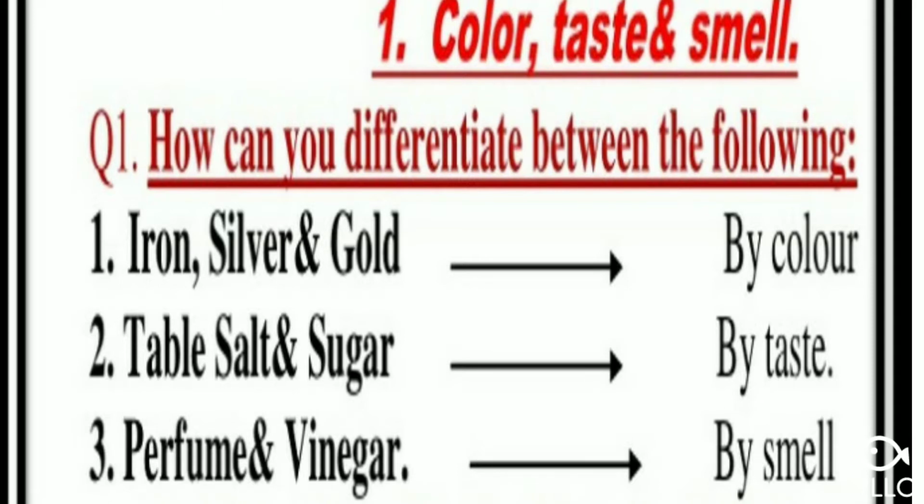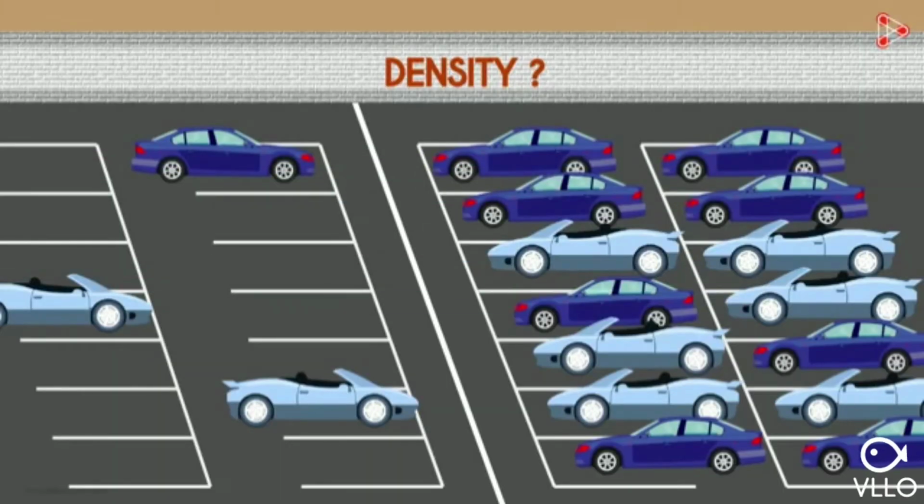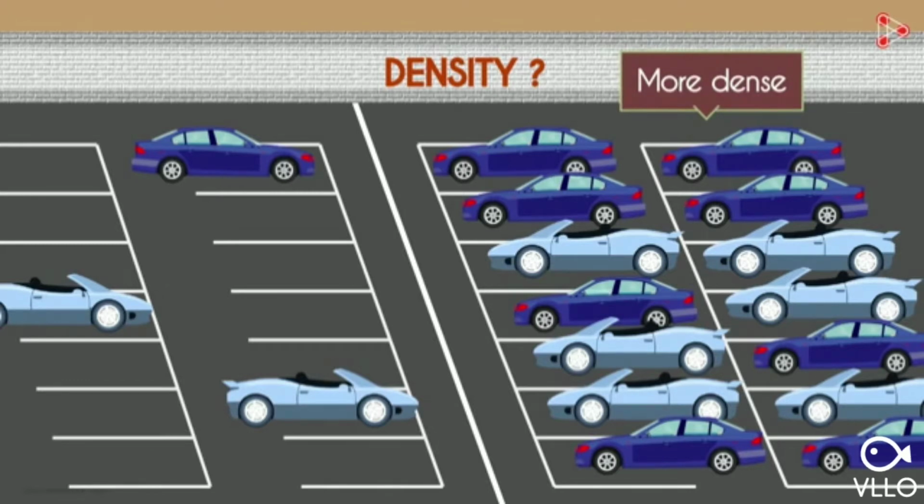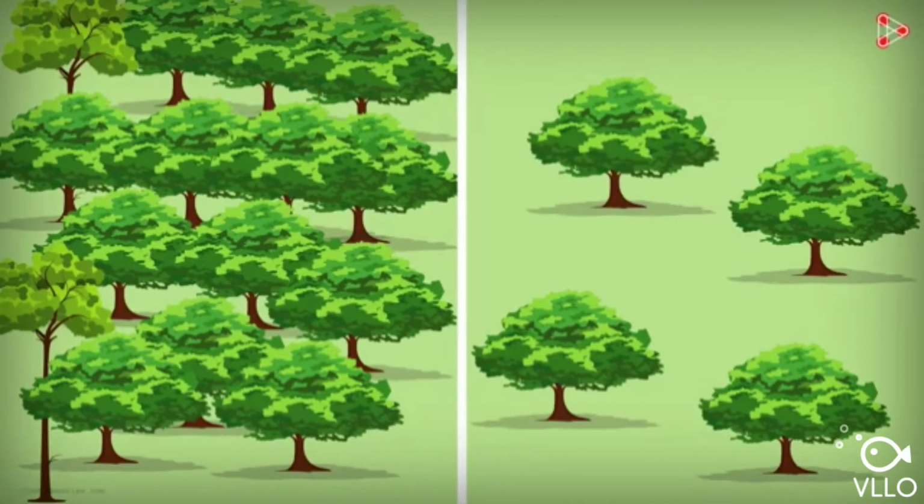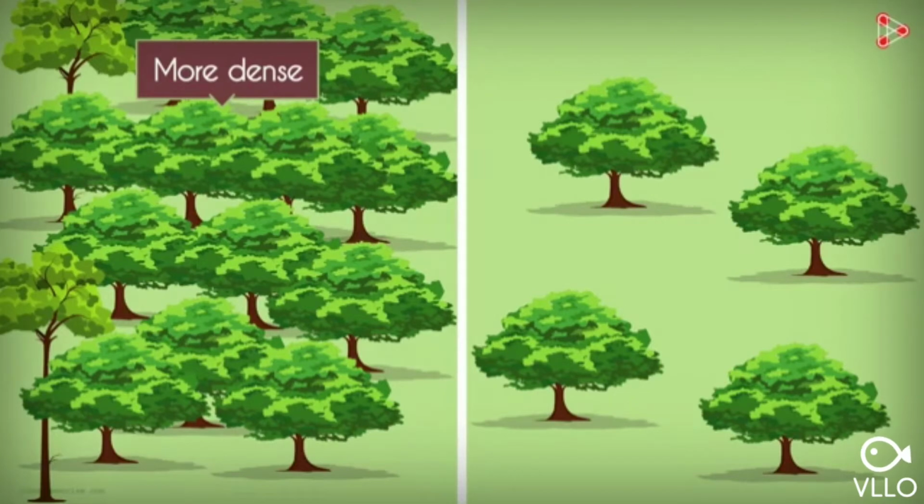Let's see this picture and find which one is more dense. I mean more compact mass in a unit area. In this picture we find the right side is more dense. But in this picture we find the left side is more dense, more compact mass in the substance.